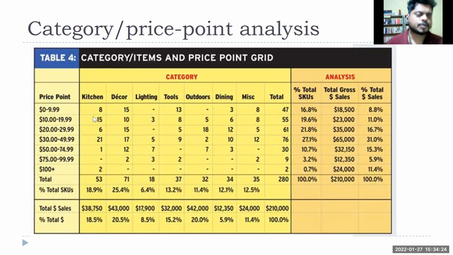If I look into the price point wise, within $10, it is 16.8 percent of total SKUs that belong to products under $10, because there are 47 products, 47 by 280. The total sales value is coming around $18,500. So that is almost 8.8 percent. So how will I interpret it? Of all the SKUs, 17 or 16.8 percent of SKUs are less than $10, and they're bringing me a total of 8.8 percent of my sales revenue.